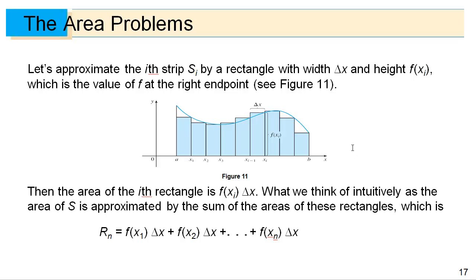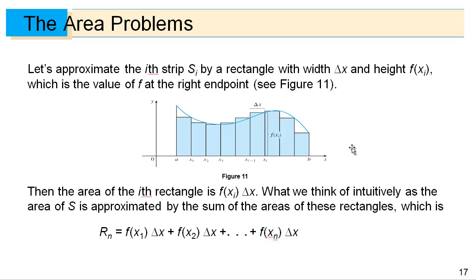We know the area of that ith rectangle is just going to be the function evaluated at the right-hand endpoint, because we're just doing right-hand endpoints right now. This is for right-hand sums, right? That's what R sub n means. It's just we're doing right-hand sums. If we were doing left-hand sums, it's going to change slightly, but the idea is the same, so we can generalize from just doing right-hands.